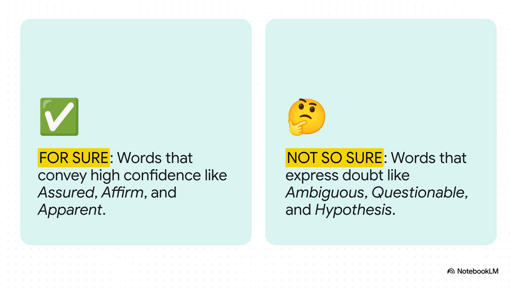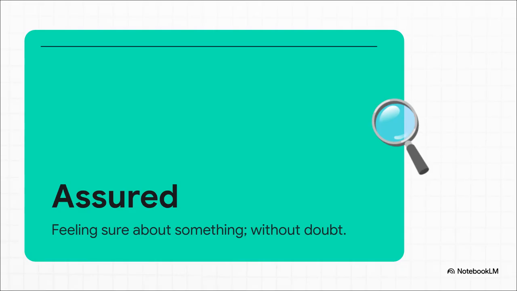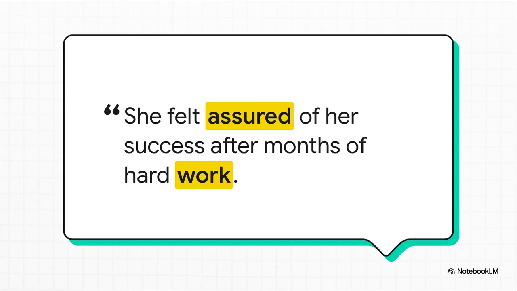Let's look at one from each side. All right, let's start in the for sure camp. We've got assured. When you use this word, you're planting your flag. You are 100% confident, and you're communicating that there is absolutely no doubt. You can almost feel the confidence in that sentence, can't you?